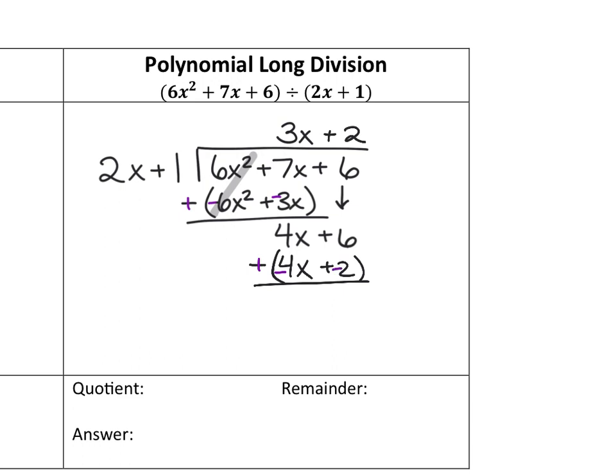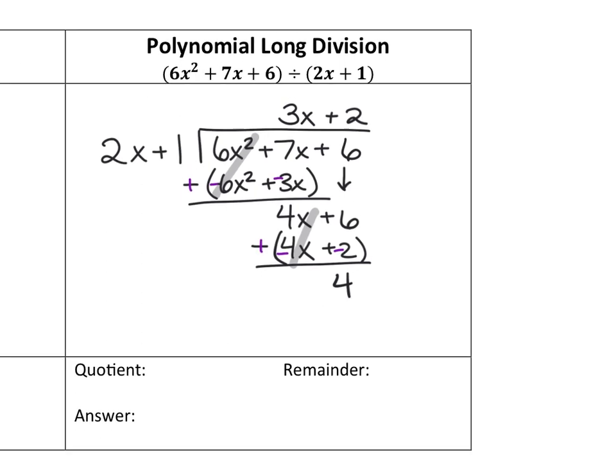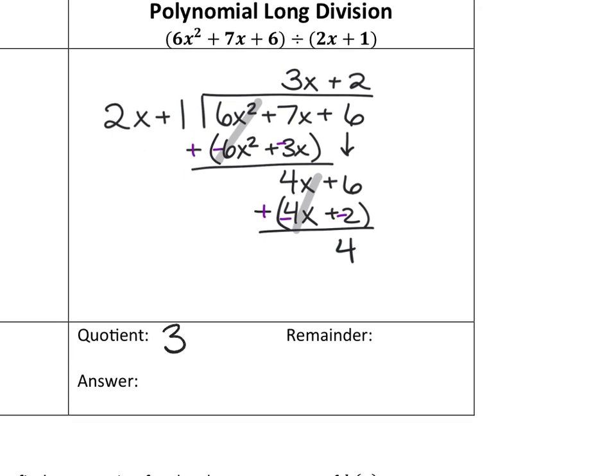The first terms can and should cancel. The next terms should subtract. 6 minus 2 is 4. So my quotient from the top of the box is 3x plus 2, and my remainder is 4. Meaning that my answer is 3x plus 2 plus 4 over what I was dividing by.